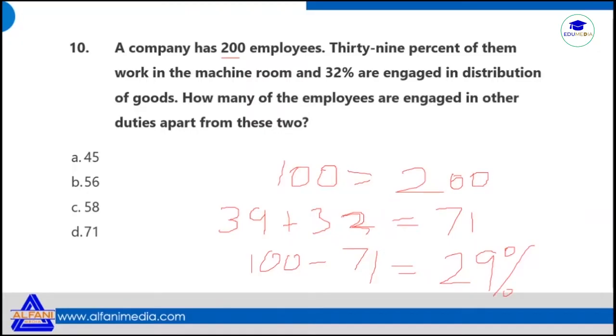They're asking how many employees are engaged in other duties apart from these two. So for the 29% here, you take that on these 200 employees. So 29% times the 200 will give us the actual number of employees. So that will give us 42.